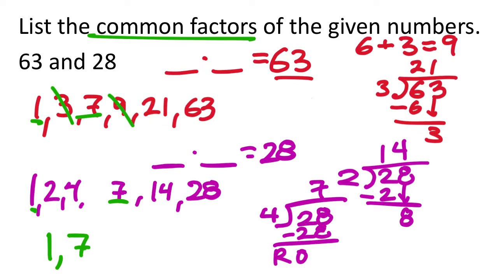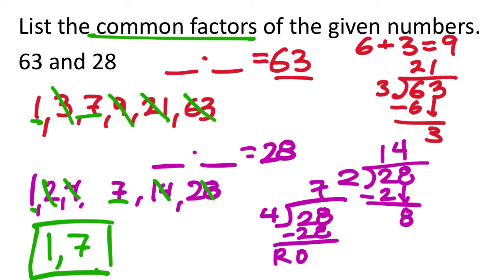What about 21? Nope, not any 21s in common. 63? Nope, 28 only goes up to 28 as a factor. So 63 is not a factor. Which means, of course, that 2, 4, 14, and 28 have no common factors with the red list. So the only common factors we get from 63 and 28 are 1 and 7.